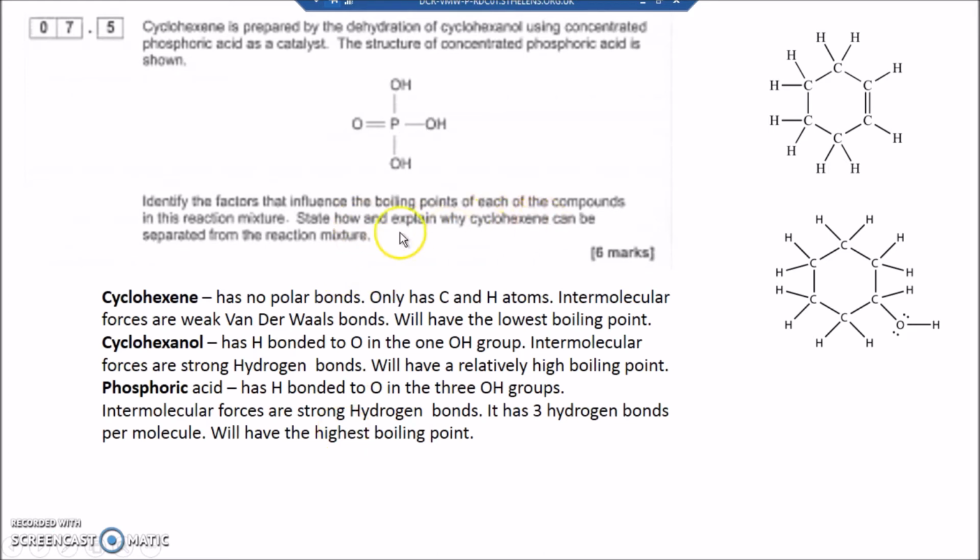Explain how cyclohexene can be separated from the reaction mixture. So what you're going to use is distillation. You might use fractional distillation because you've got a mixture of 3 different liquids. So fractional distillation or distillation to separate liquids with different boiling points.